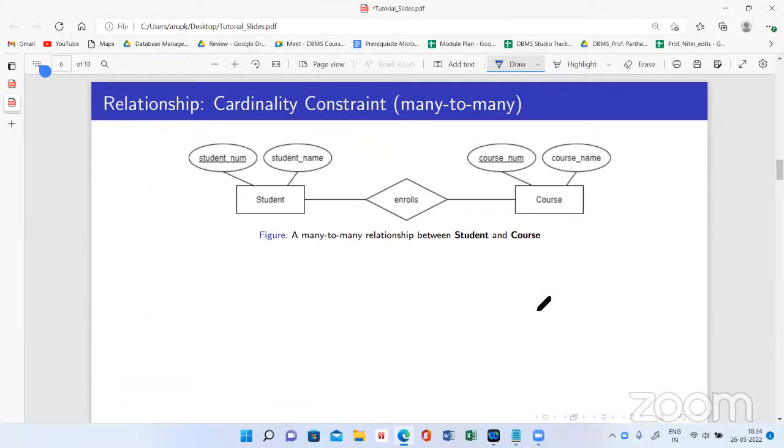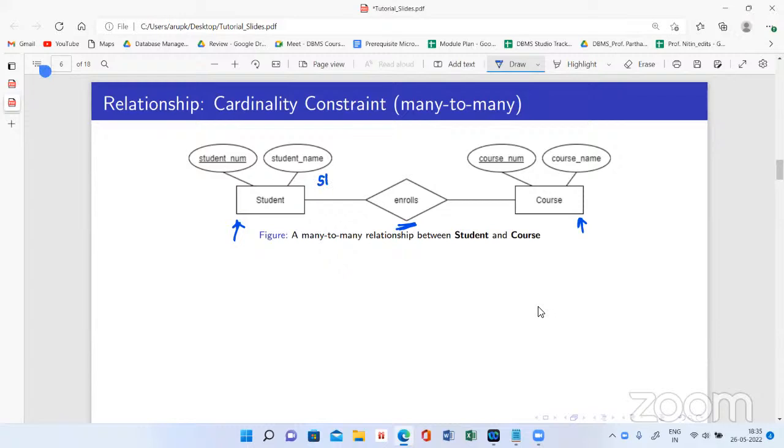So, relationship or relationship set. This basically represents a relationship set, which represents how entities of this entity set will be related to the entities of this one. How the entities of the student entity set will be related with the entities of the course entity set. Now, why do you call it a relationship set? Anyone?